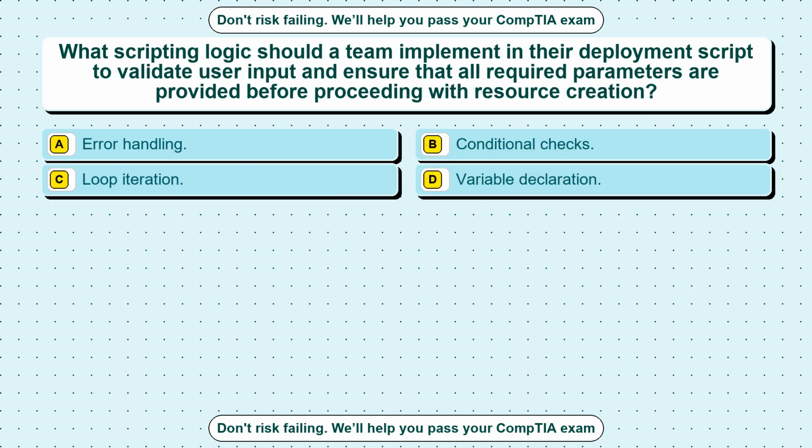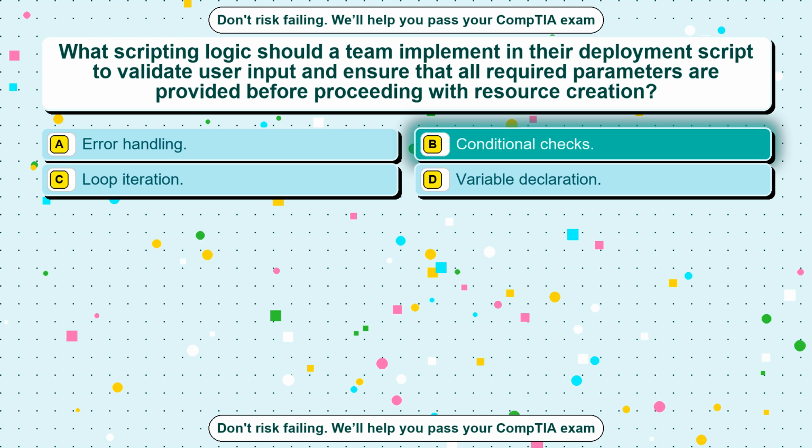Question 12. What scripting logic should a team implement in their deployment script to validate user input and ensure that all required parameters are provided before proceeding with resource creation? Option A, error handling. Option B, conditional checks. Option C, loop iteration. Option D, variable declaration. The correct answer is option B.